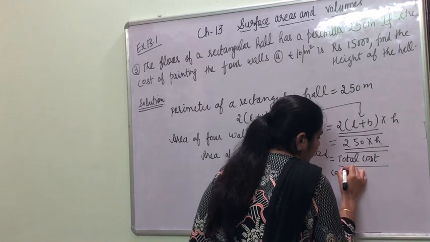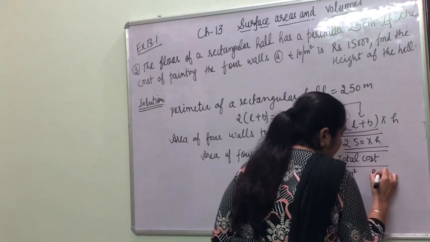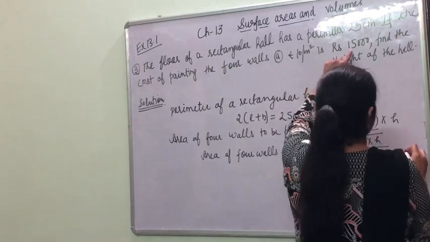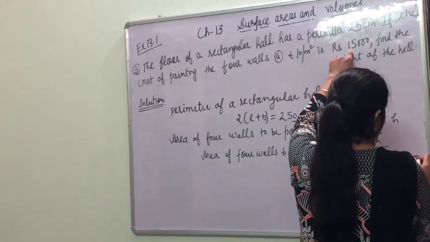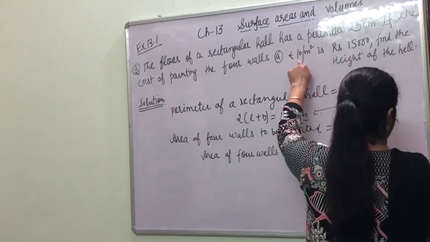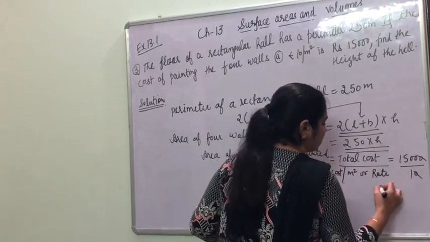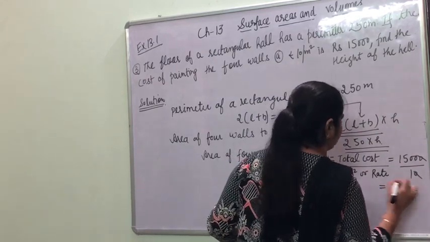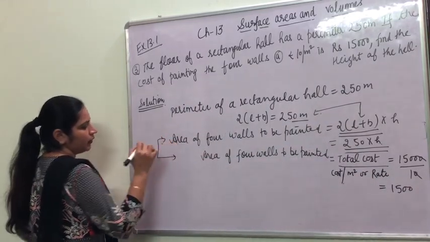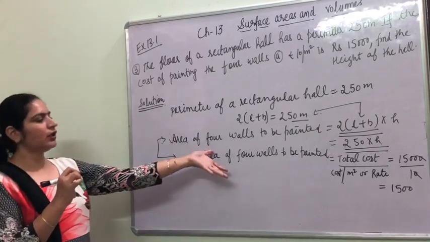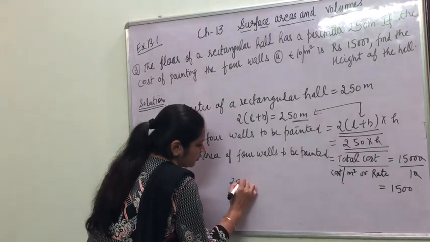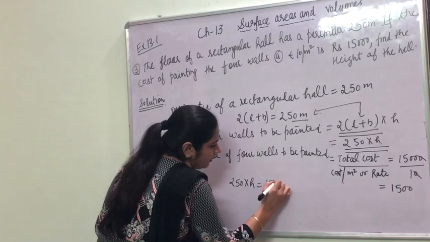cost per meter square, or simply we can write as rate. Total cost is given as rupees 15,000 and the rate is given as rupees 10 per meter square. So after doing the cancellation, it is 1500. So both are the areas which are to be painted. We can do the comparison because both are equal. So 250H is equal to 1500.